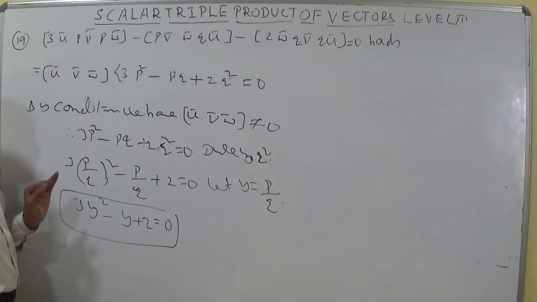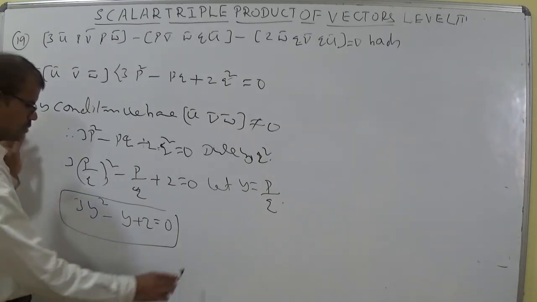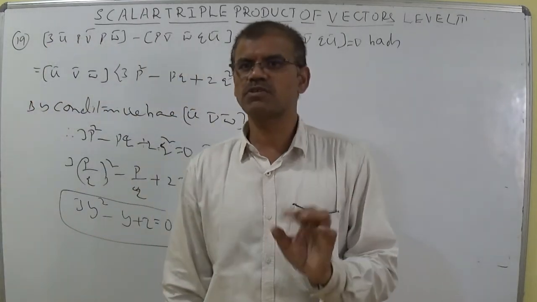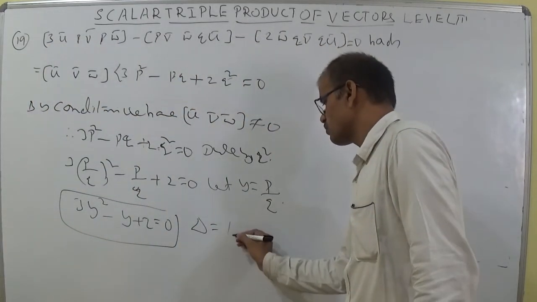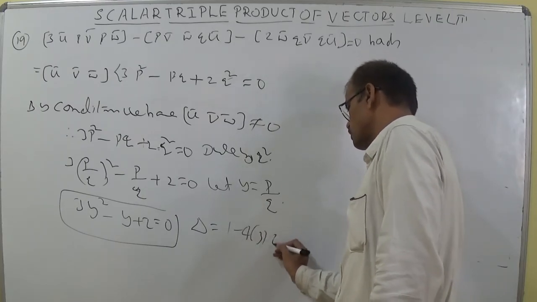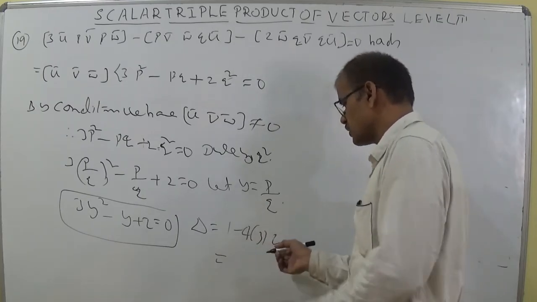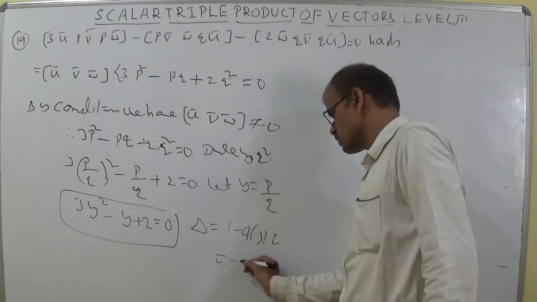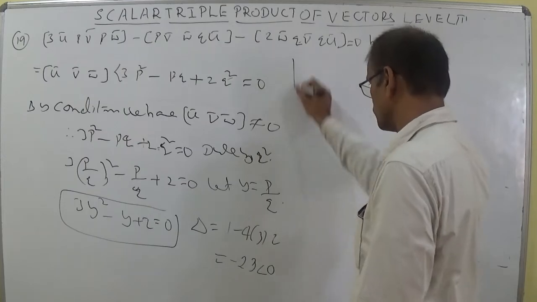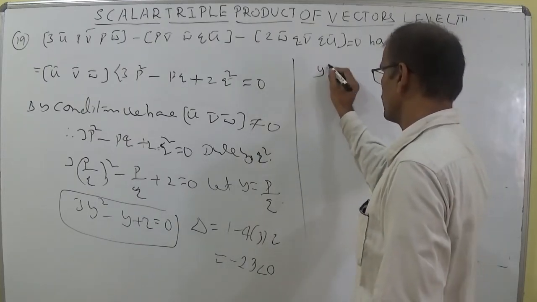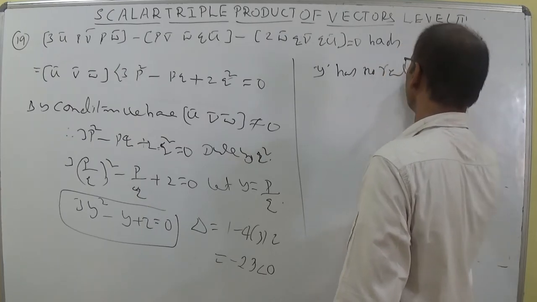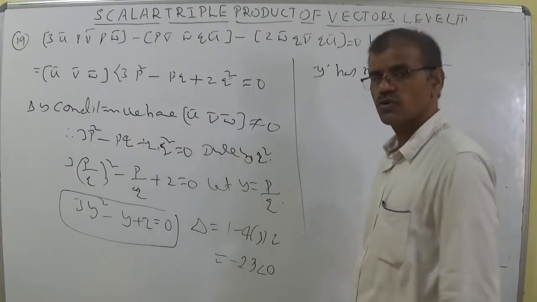Now let us calculate the roots of this equation. Let us discuss the discriminant delta. Delta formula b square minus 4ac: 1 minus 4 into 3 into 2, 1 minus 24. This is minus 23. This is less than 0. Whenever it is less than 0, we can write that y has no real root.